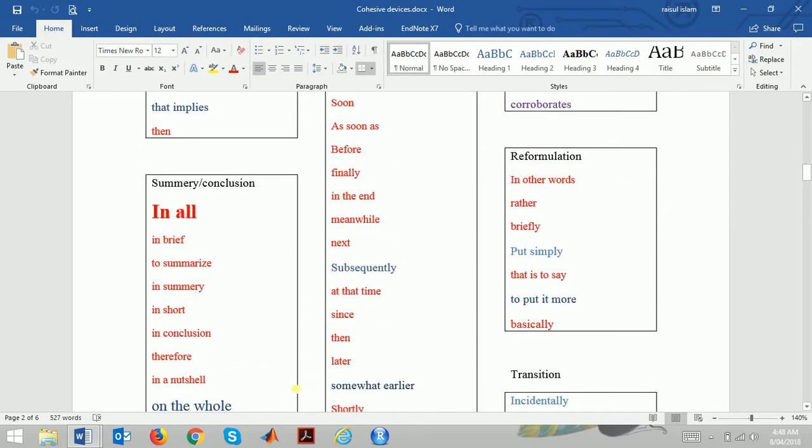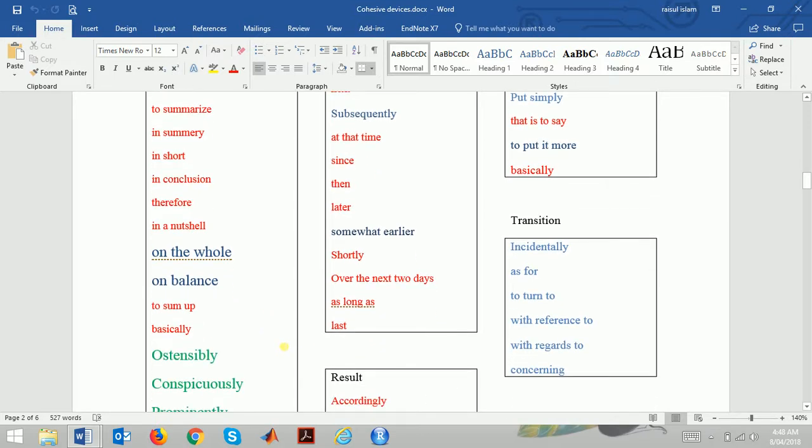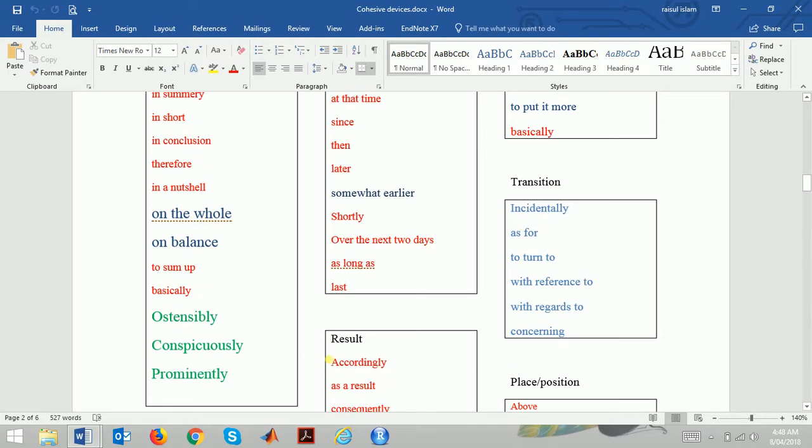Summarizing or conclusion: in all, in brief, to summarize, in summary, in short, in conclusion, therefore, in a nutshell, on the whole, on balance, to sum up, basically, ostensibly, conspicuously, prominently.